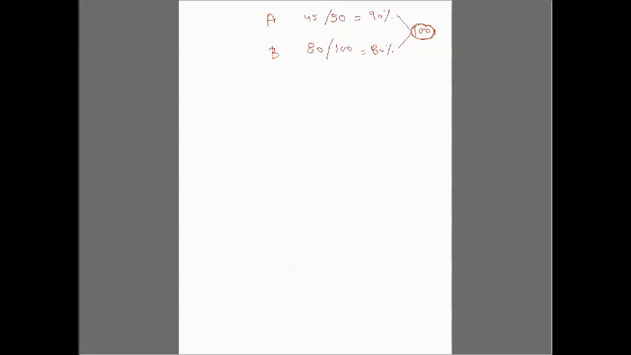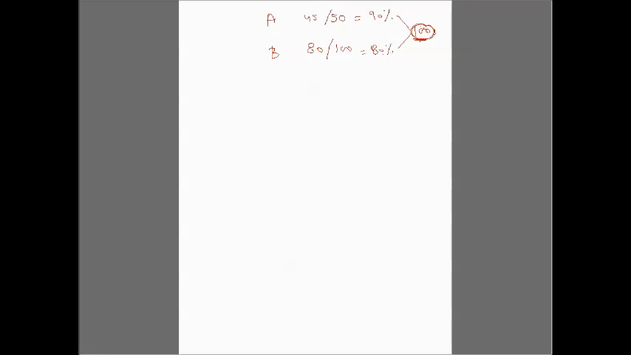So this 100 is the base. This has been used to compare the marks of A and B. From this we can say that A has got higher marks as compared to B, because his percentage is higher than B's.